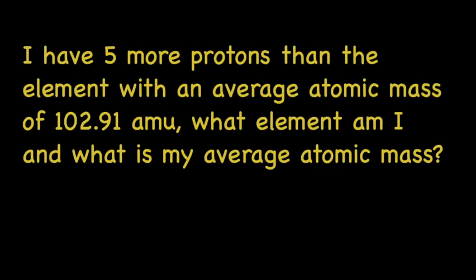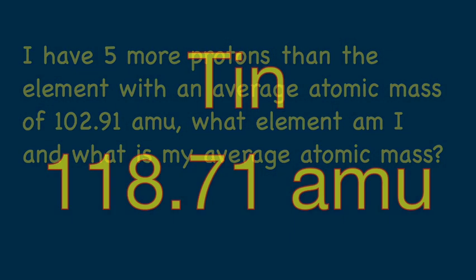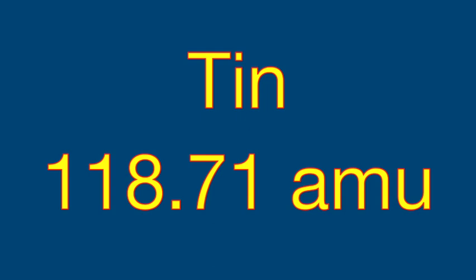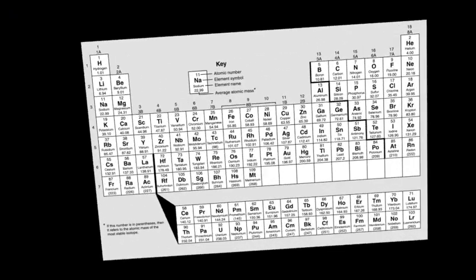And now for the bonus question. I have 5 more protons than the element with an average atomic mass of 102.91 AMUs. What element am I, and what is my average atomic mass? I am tin, and my average atomic mass is 118.71 AMU. And that wraps up the periodic table of the elements, part 1.